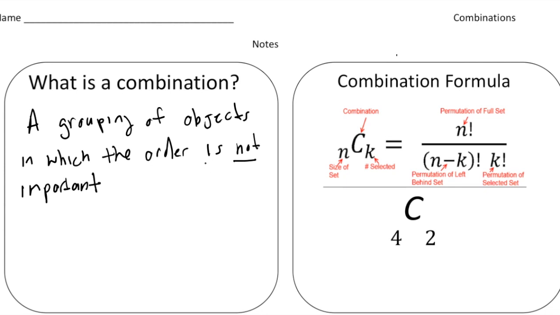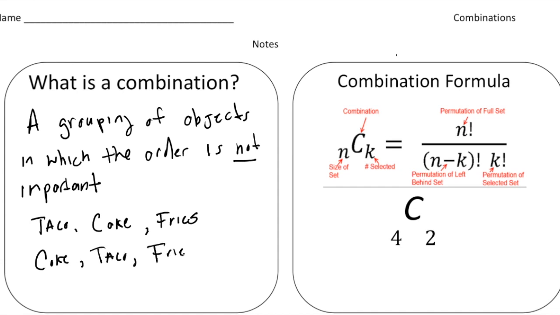So let me give you an example. Let's say you go to a restaurant and you want to order 3 items off the menu. And let's say you tell the waiter or waitress you want the taco, you want a Coke, and you want some fries. Doesn't that sound good? But how about this? Say you told the same waiter that you wanted a Coke, a taco, and some fries. Do you see how these two things are exactly the same thing? So the order doesn't really matter. You're still getting the same 3 items. So that's what a combination is, when the order is not important.